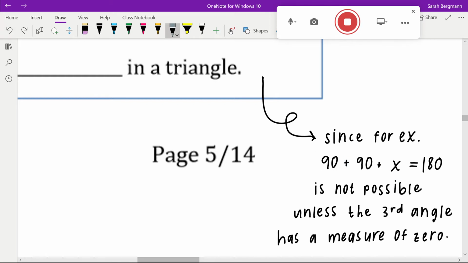However, it's not possible for the third angle to have a measure of 0, so it's not possible to have two right angles in a triangle. The same would happen if you had numbers greater than 90. You would get a sum greater than 180, which is not possible.